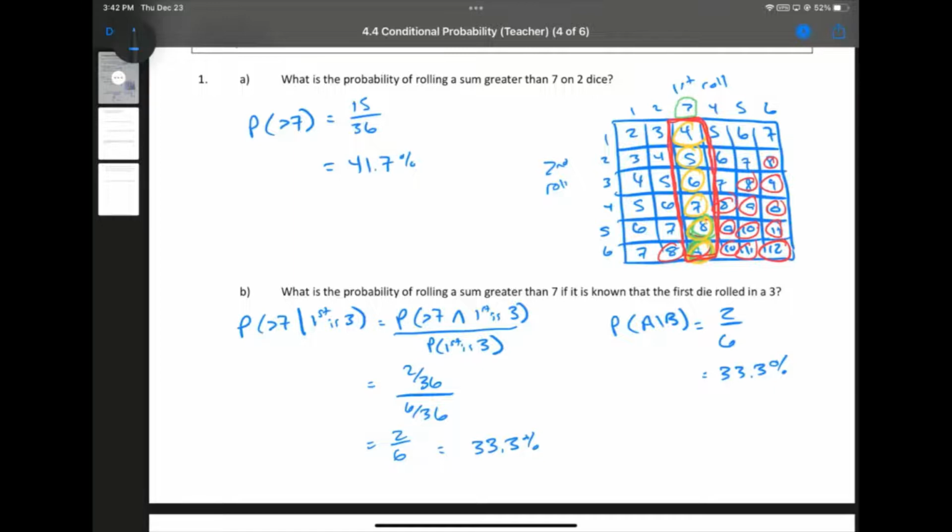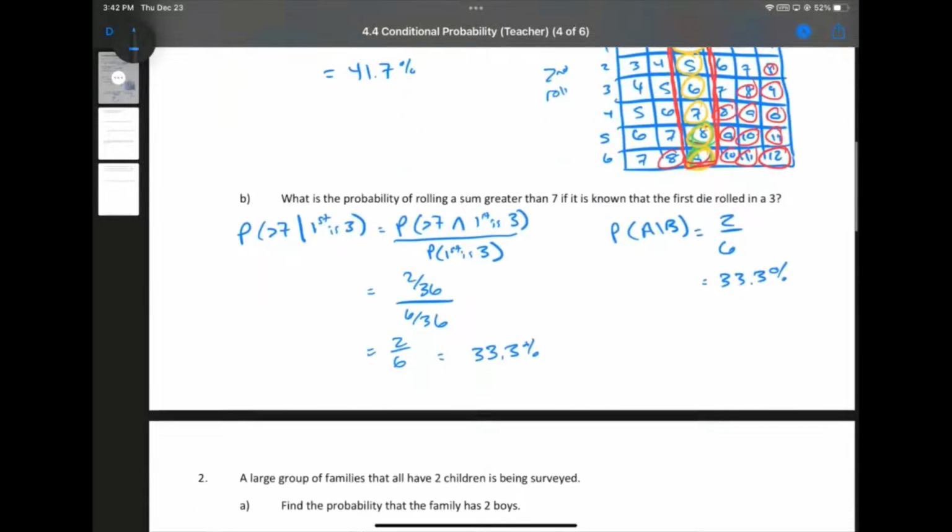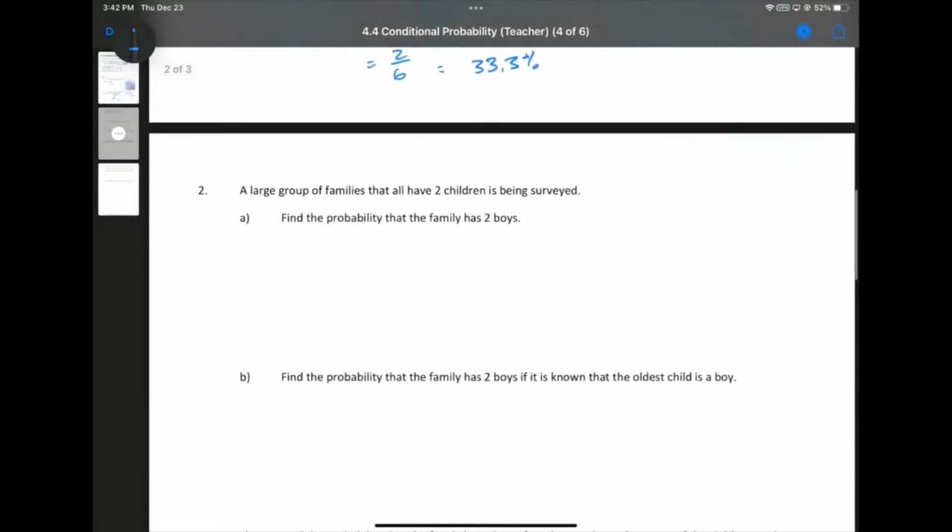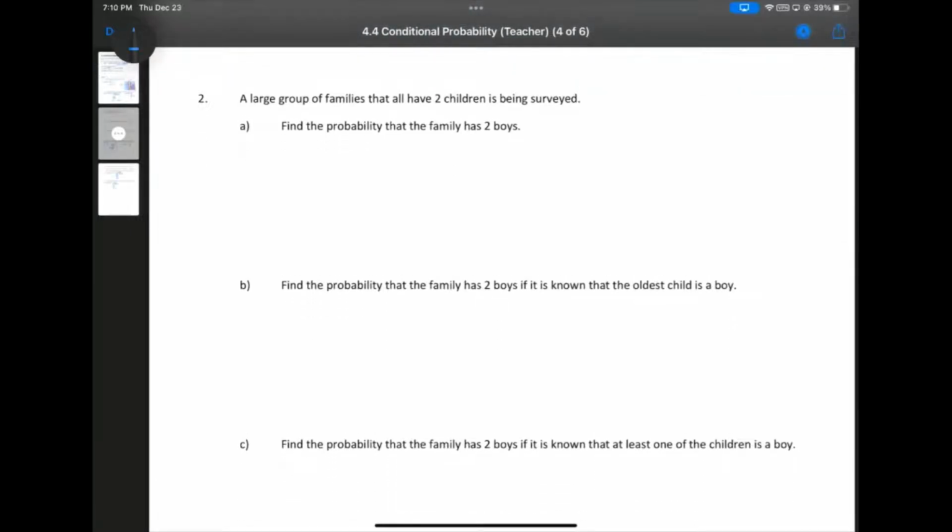So as an example, well, actually, let's just keep doing examples because it's going to pop up some more. Okay, question 2. A large group of families that all have 2 children is being surveyed. Find the probability that the family has 2 boys. Now, I do want to point out that this one's not actually a conditional probability problem, although the others are. So I just want to kind of see how the unrestricted or no known information part takes place.